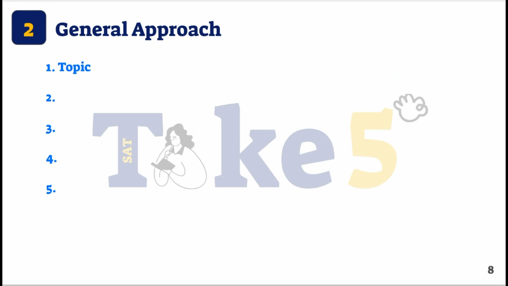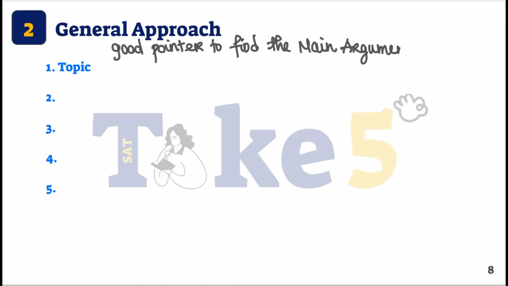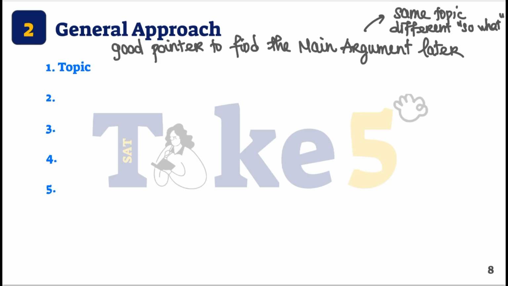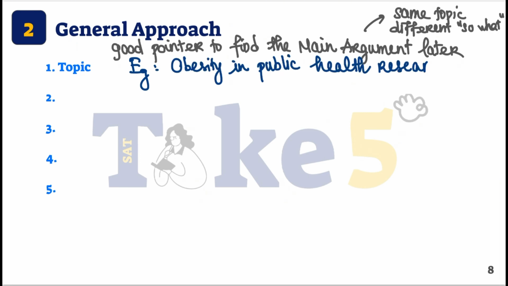First, identify the topic that both passages discuss. This is a good pointer to remind us how we identify the main argument of each passage in the next step. Remember that different arguments can be made about one topic as they only differ by the so what part. If you need to revise on this skill, go back to lesson 8. Let's give an example without any actual reading passage here. Both passages talk about obesity in public health research.